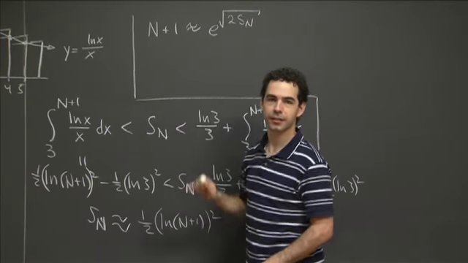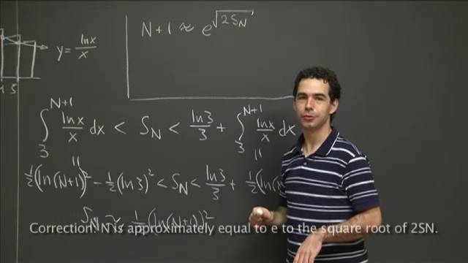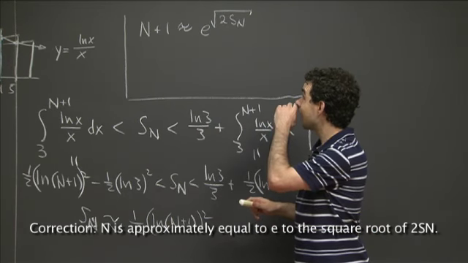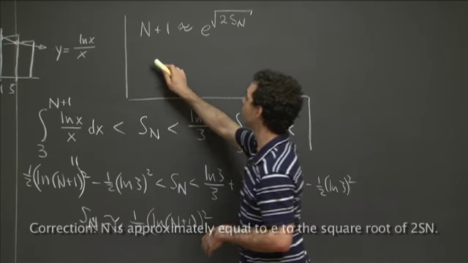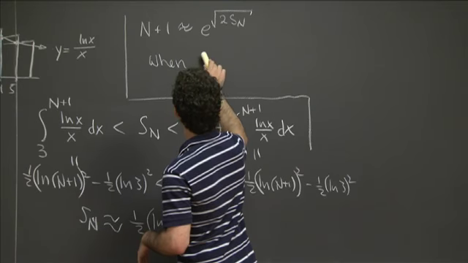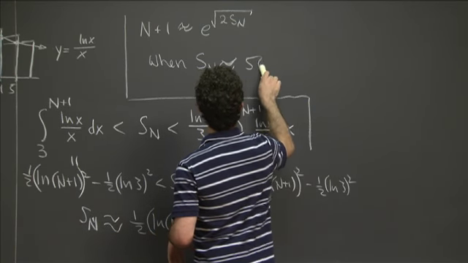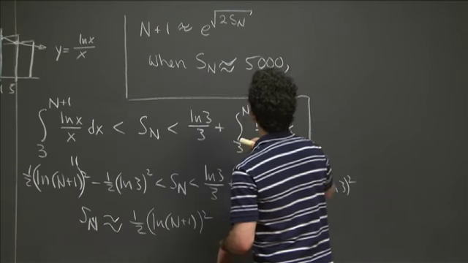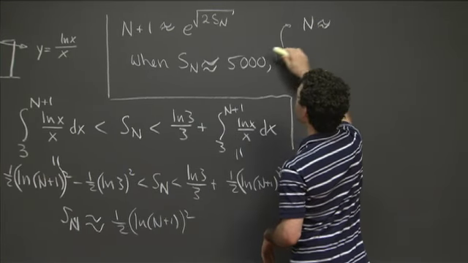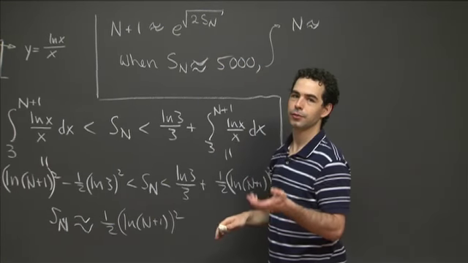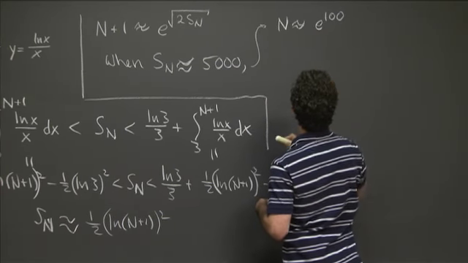And you know what? I don't care about this plus 1. I'm going to forget about it. So n is approximately equal to e to the 2 square root of Sn. Now, in our case, we want to know particularly when Sn is approximately equal to 5,000. This means that n is, well, 2 times 5,000 is 10,000, square root of 10,000 is 100. So n is approximately equal to e to the 100.